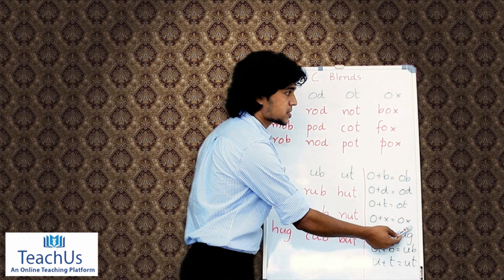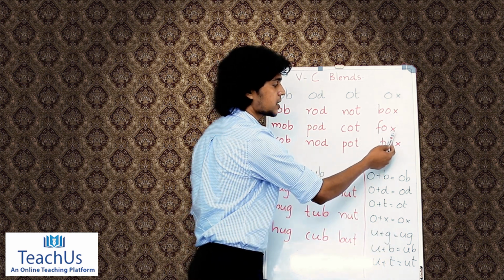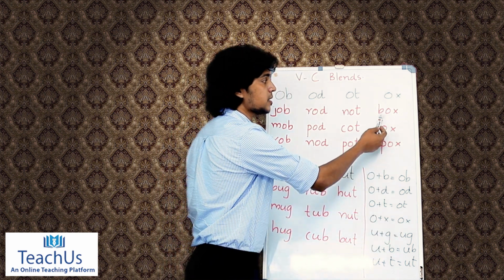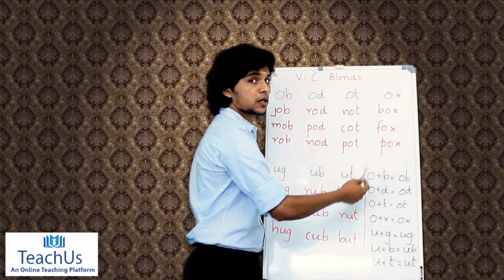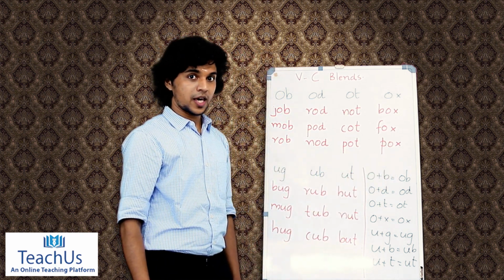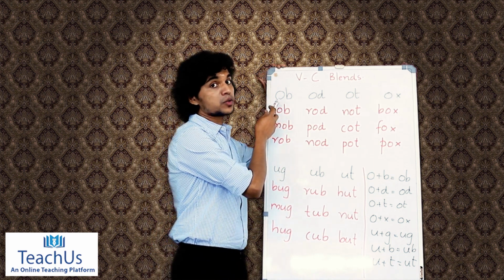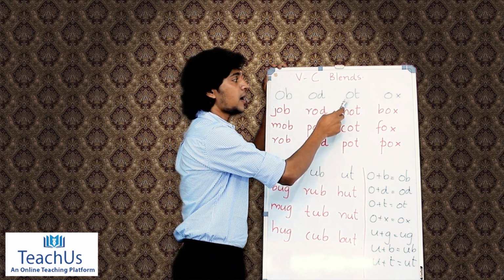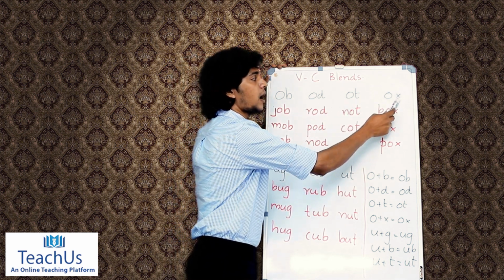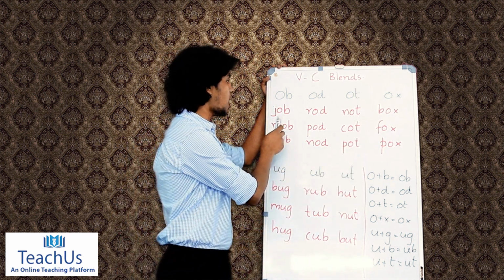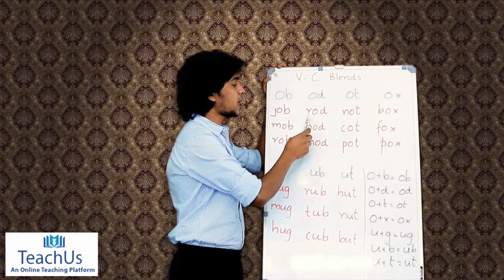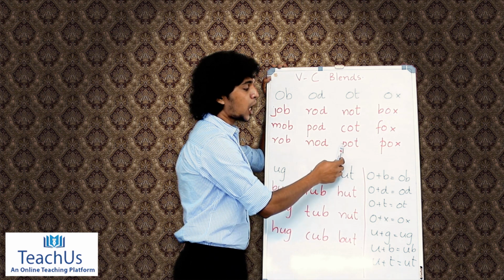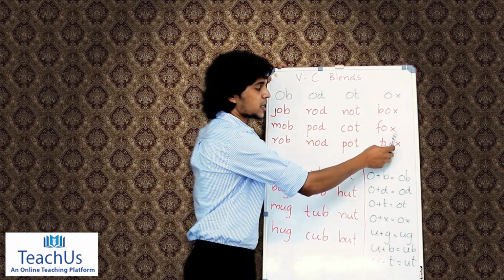Ox, as in box, fox, pox. So the blend sounds with the vowel O and these consonants are Ob, odd, ox. The words: job, mob, rob, rod, pod, nod, not, cot, pot, box, fox, pox.